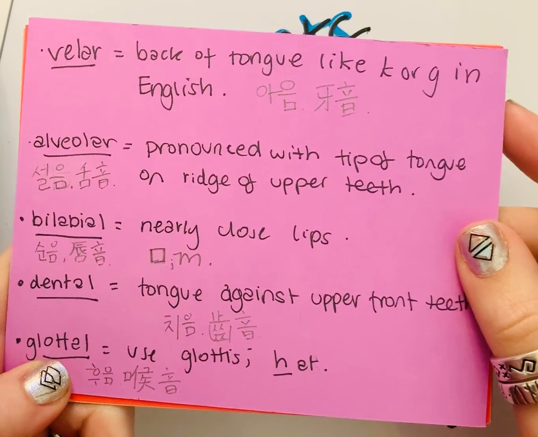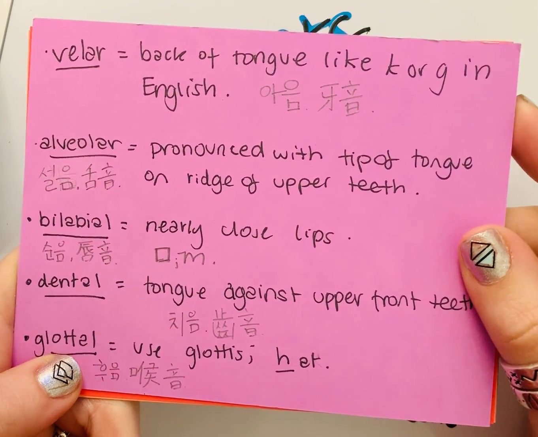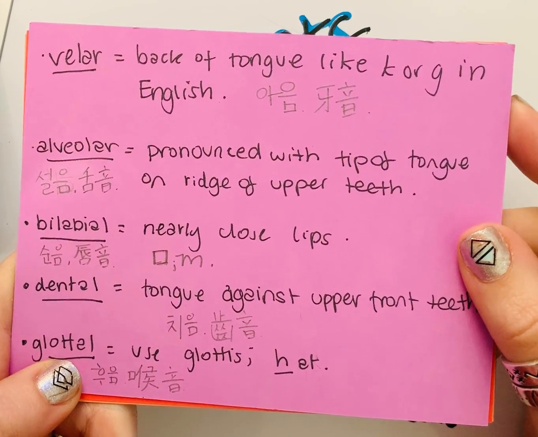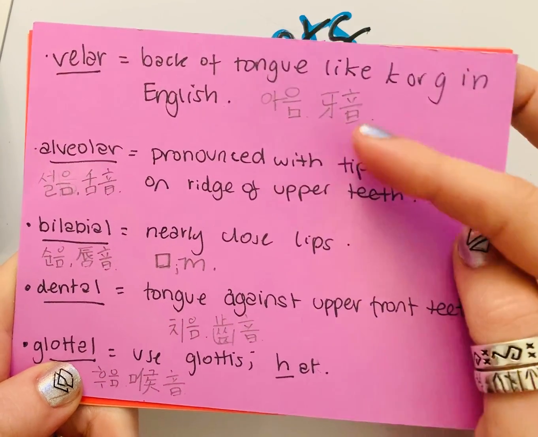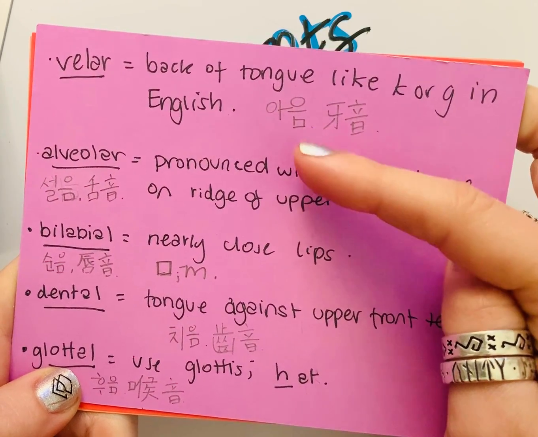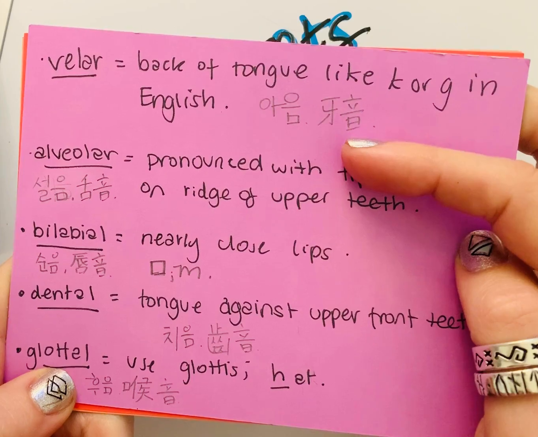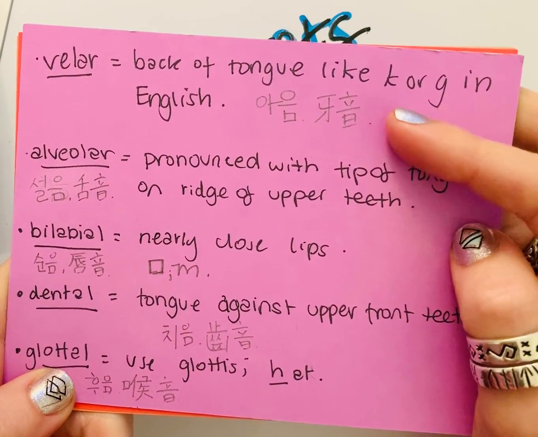Firstly, we have velar consonants. Velar just means you're using the back of your tongue, like the sound K or G in English. In Korean, this is called a velar sound, with these Chinese characters. So just again, like a K or a G.